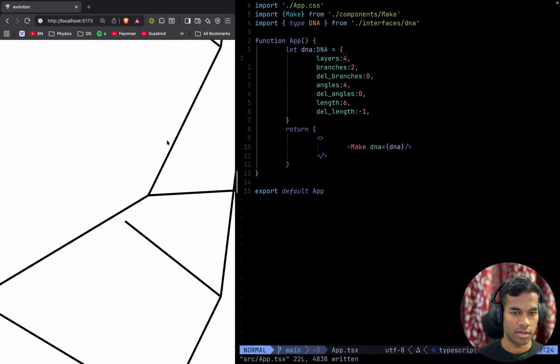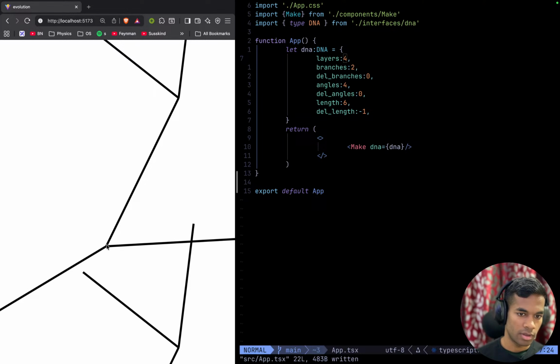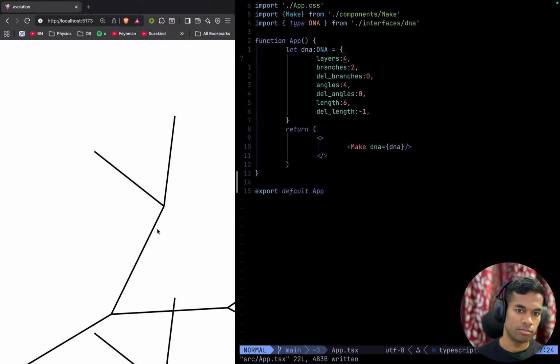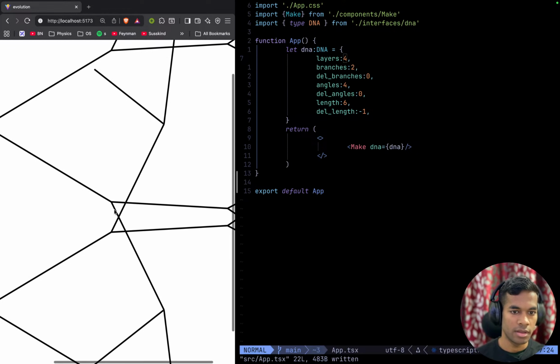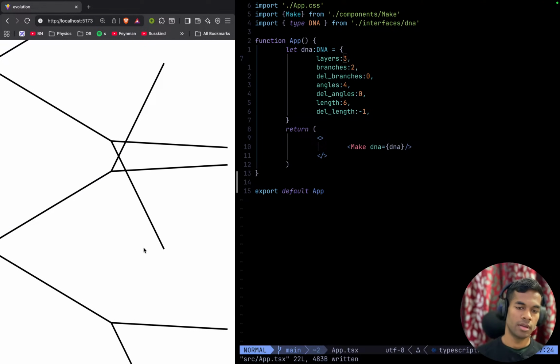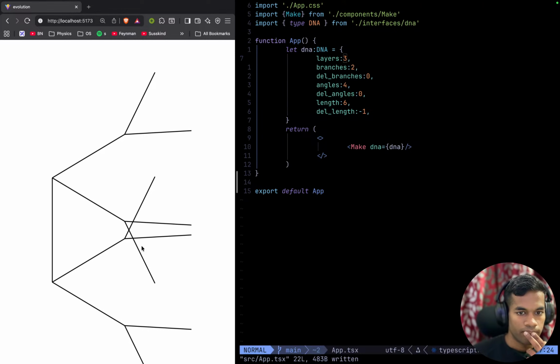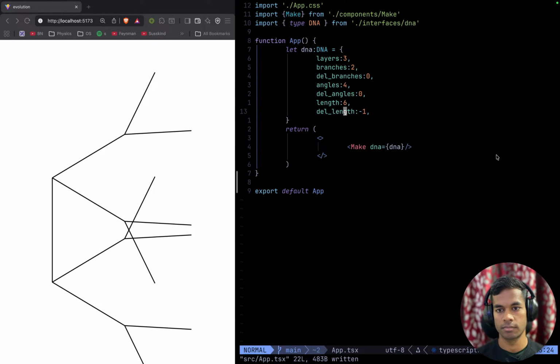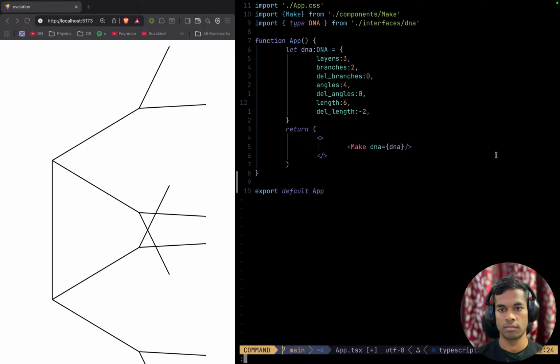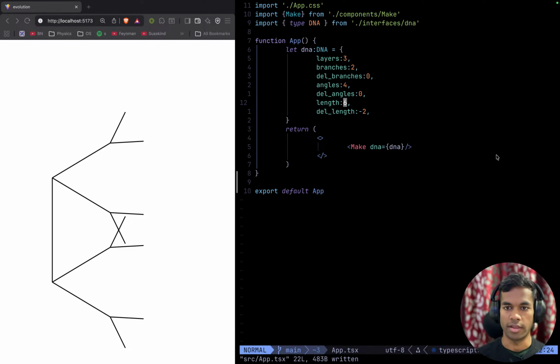Now, these new branches which are branching off, they are changing their orientation depending on the base line that they are coming out of. Not on the third layer, but here on the second layer, they have changed their orientation. So that is cool. Yeah. That is cool. That is cool.